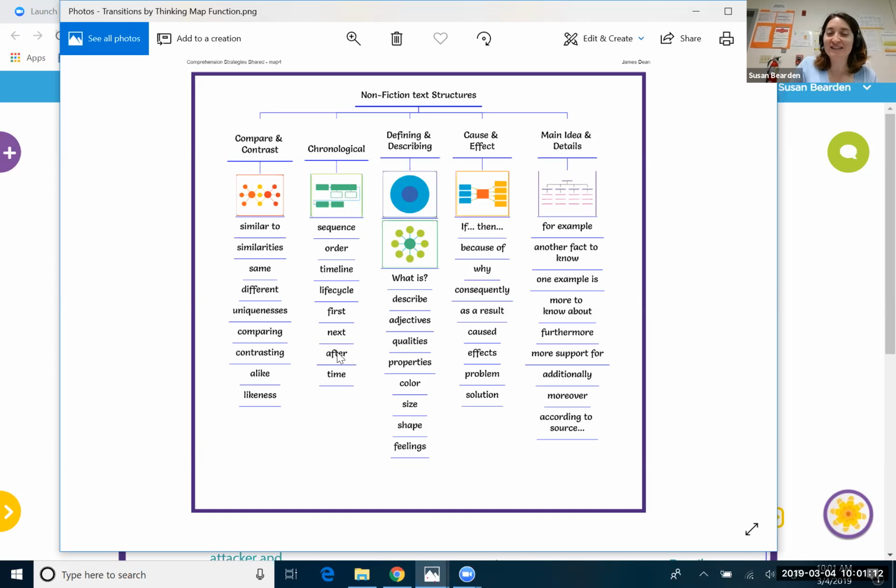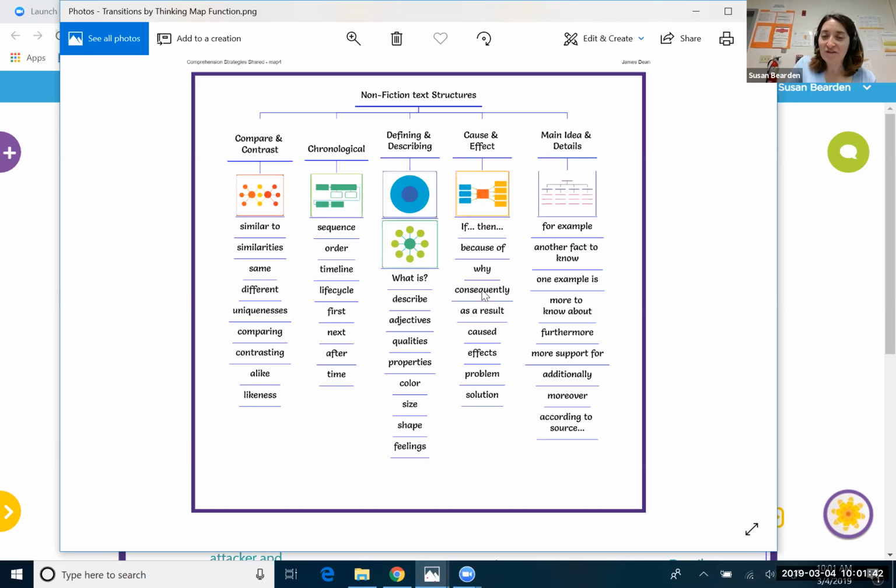So first, next, after, time, those would be good transition words. And on this first subcategory, when we were talking about comparing and contrasting, these are all words that might be good transition words. So if we're looking at defining and describing, transition words might include things like feelings, descriptions of size, shape, colors, properties, qualities. So you might be able to use some of those as transition words.